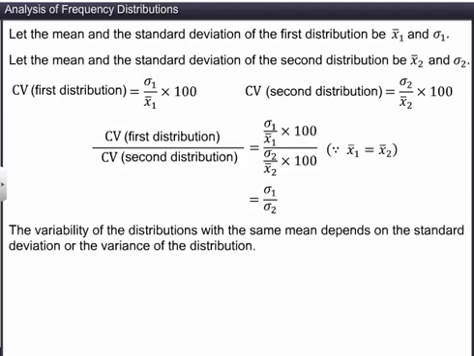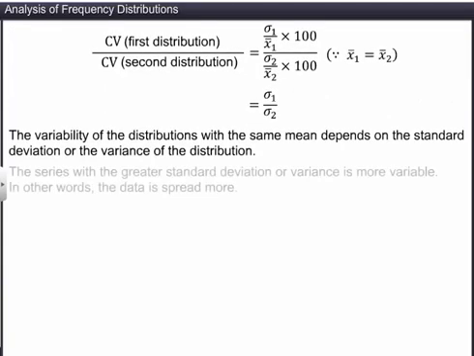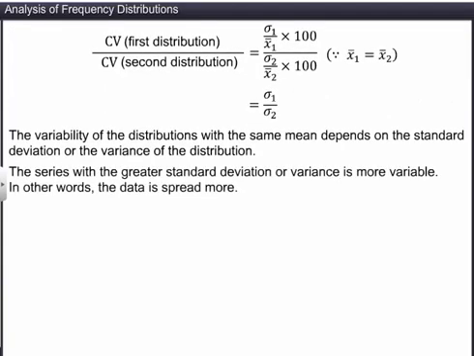That is, the series with the greater standard deviation or variance is more variable. In other words, the data is spread more. Also, the series with the less standard deviation is more consistent.